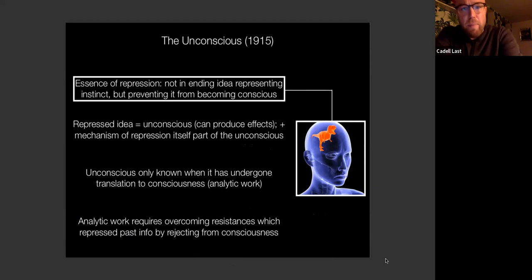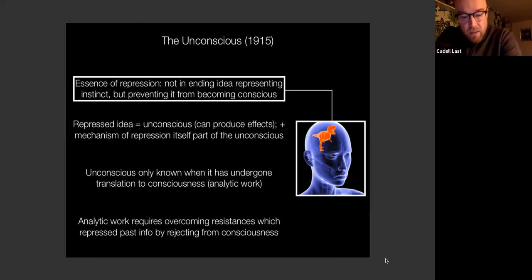Now let's get into the paper. So The Unconscious from 1915, as we covered in a previous workshop, we specifically focused on repression. And so this idea won't be new to any of you who've attended before, but basically here Freud's repeating that the essence of repression is not in ending an idea. Repression does not eliminate an idea that represents an instinct, but rather prevents it from being conscious.